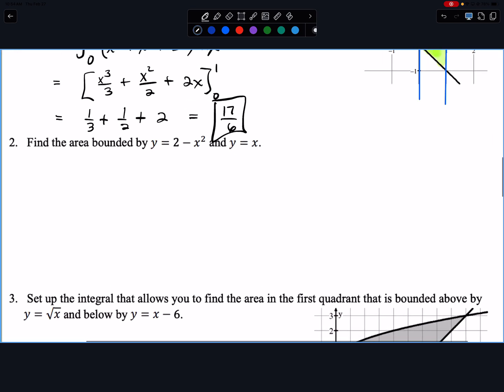All right. Here's a good example of something you will see on an AP exam. Find the area bounded by y is equal to 2 minus x squared and y is equal to x. Okay? That's all they give us. So, a couple things. What does the graph look like? Assuming you don't have a calculator right now, what would the graph look like? And then we need an a and a b, right? So we need to know, where do they cross?